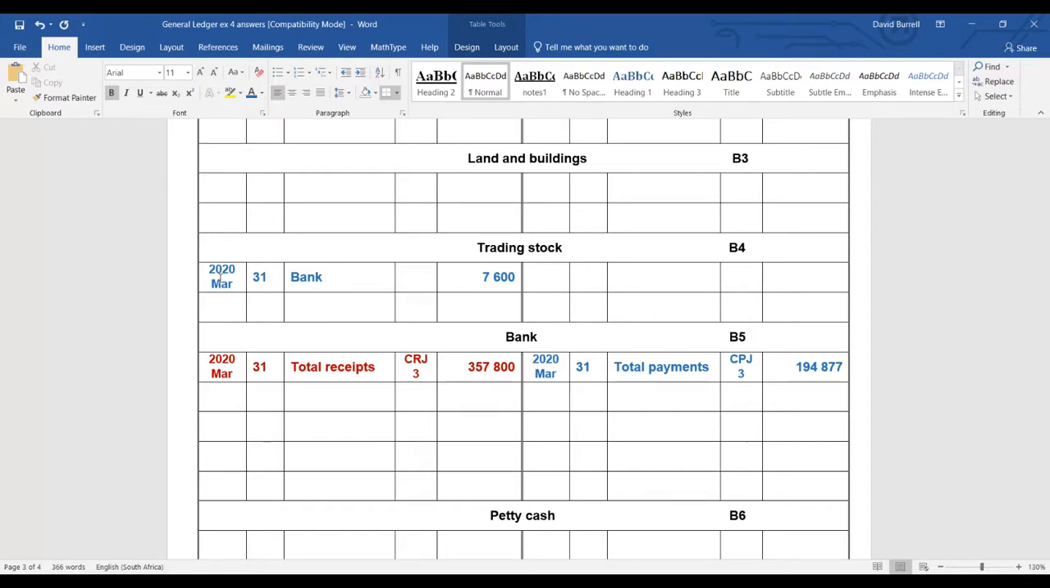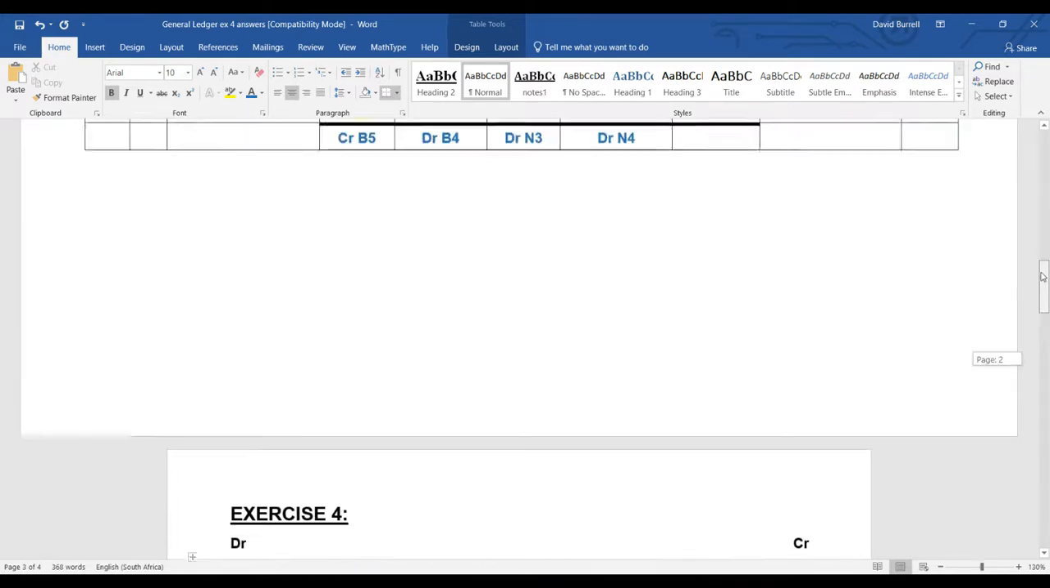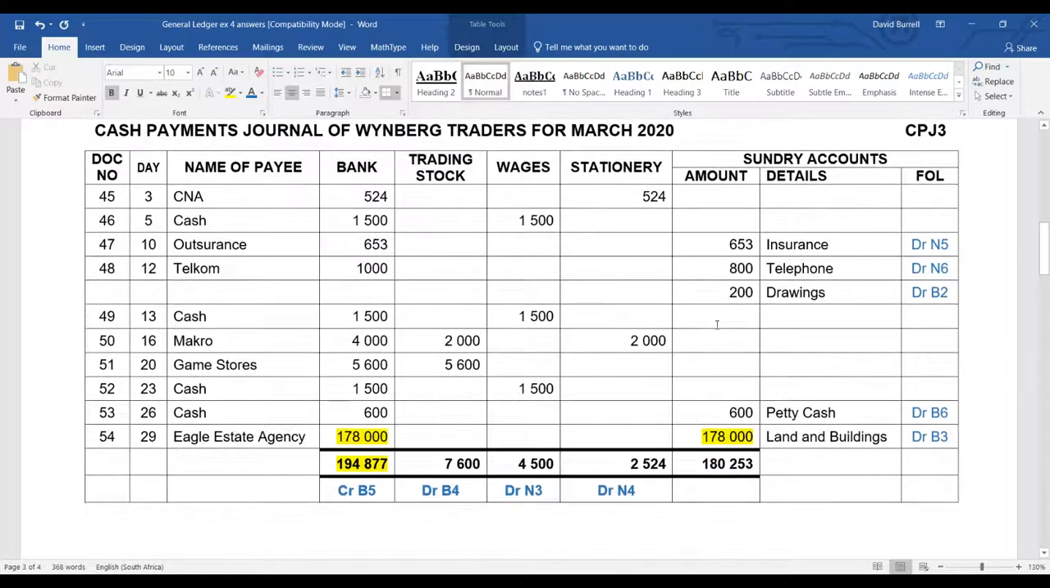So to repeat what I said a few moments ago when I was posting from the cash receipts journal, in the bank account itself, you would never write bank. You can see what we wrote here, total receipts and total payments. But in grade 8, all your transactions involve the bank. And so you would write bank in all of the other accounts, not the bank account itself. And of course, this one came from CPJ3. Okay, then a couple more column totals in our cash payments journal.